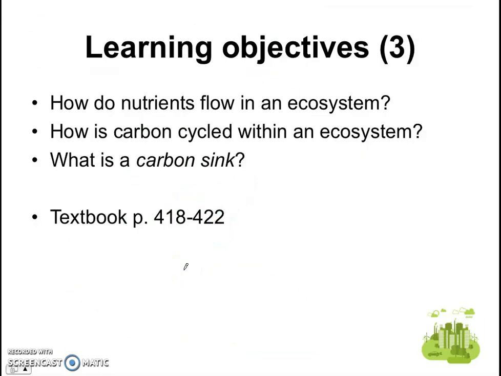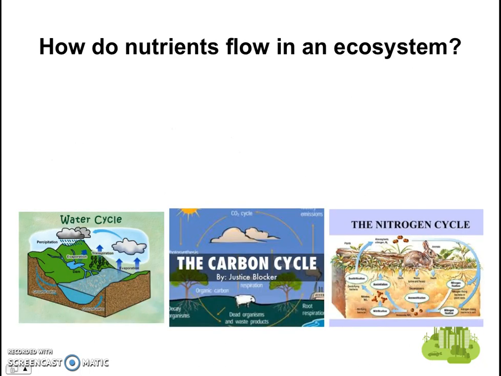So in this video, we'll be looking at the carbon cycle, and we'll also be looking at what are carbon sinks and what do they have to do with our environment. Now, carbon turns out is a kind of nutrient that flows around in our ecosystem. So we'll also look generally at how nutrients flow inside an ecosystem. So how do nutrients flow in an ecosystem?